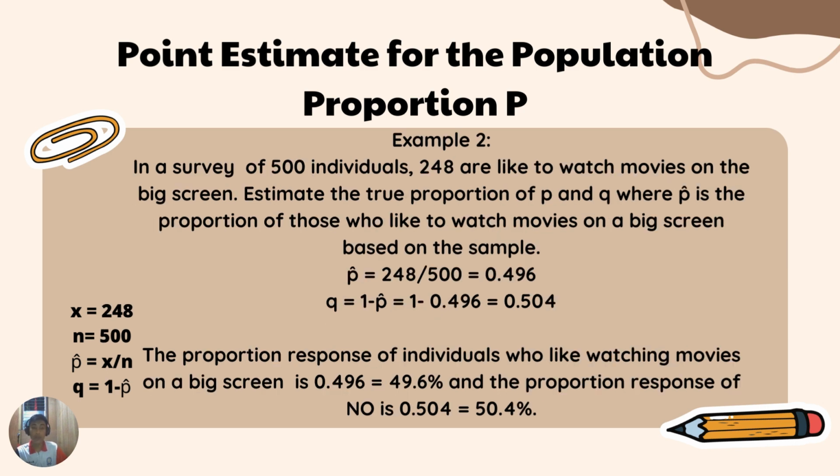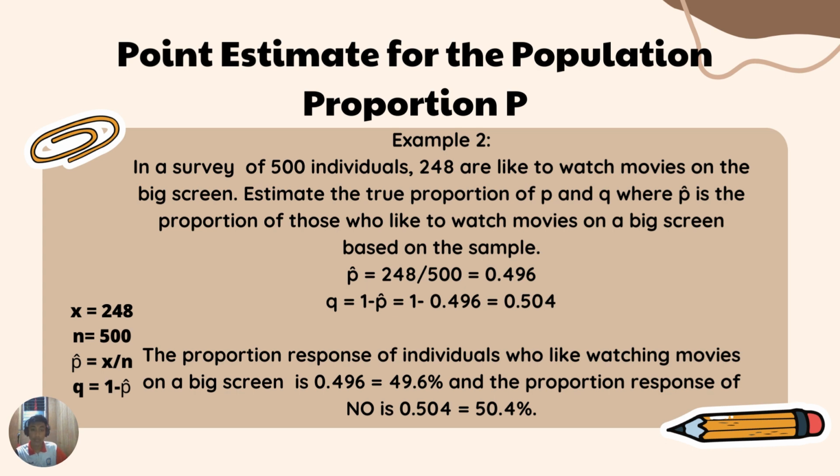In a survey of 500 individuals, 248 like to watch movies on the big screen. Estimate the true proportion P and Q, where p hat is the proportion of those who like to watch movies on the big screen, based on the example. Same pattern, same process. We have here our x equal to 248, which are the individuals who like to watch movies, and our n is equal to 500, which is the total number of individuals.